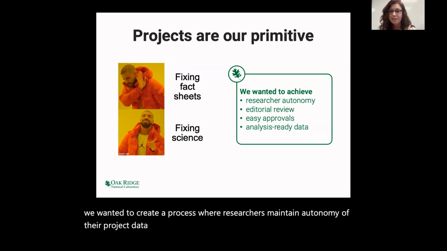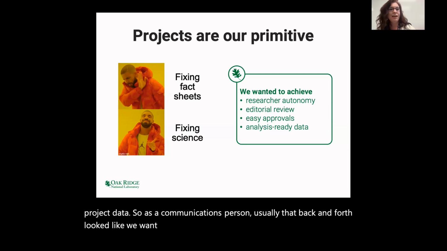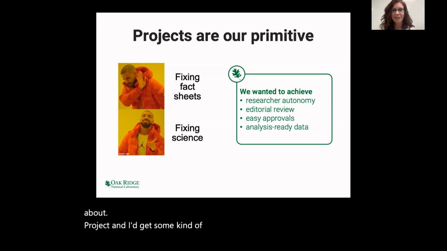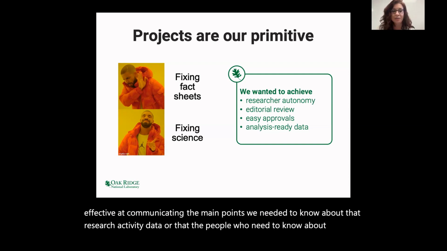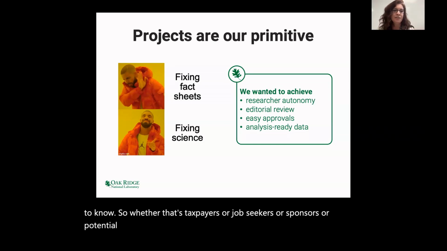So as a communications person, usually that back and forth looked like, we want a fact sheet. And so I would say, all right, tell me about your project. And I'd get some kind of really, really long thesis that really wasn't effective at communicating the main points we needed to know about that research activity data, or that the people who need to know about it want to know. So whether that's taxpayers or job seekers or sponsors or potential partners, they need to know specific pieces of data.